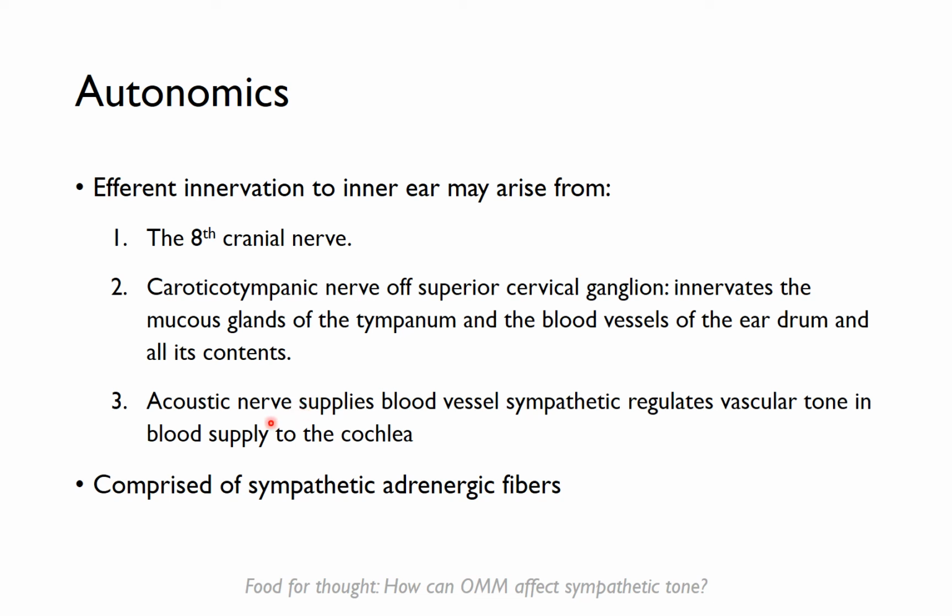And then, of course, if you have acoustic nerve supply providing sympathetic regulation, that can modulate the vascular tone in terms of the blood to the cochlea, all of which can impact hearing. And again, these autonomic innervations are comprised of sympathetic adrenergic fibers.